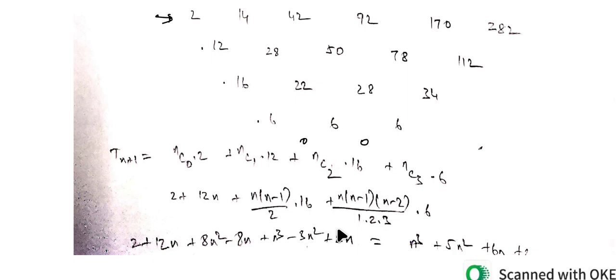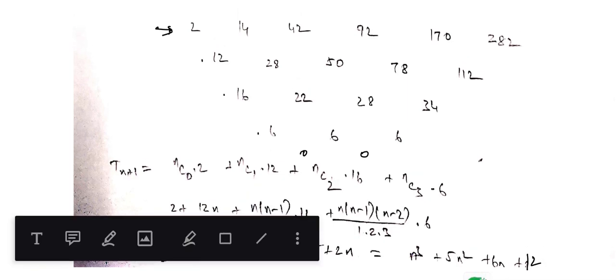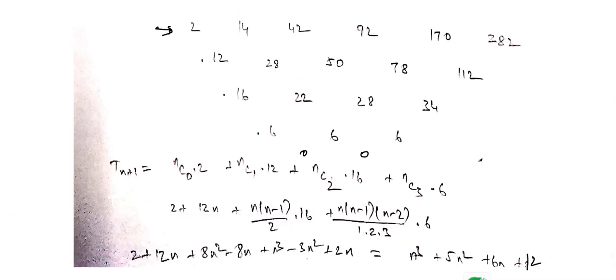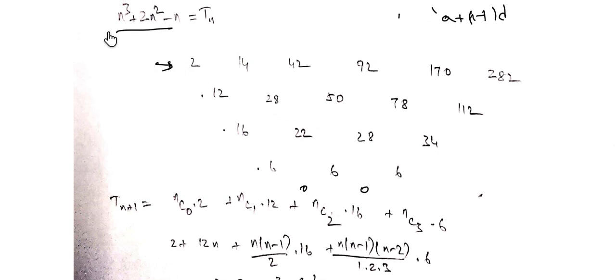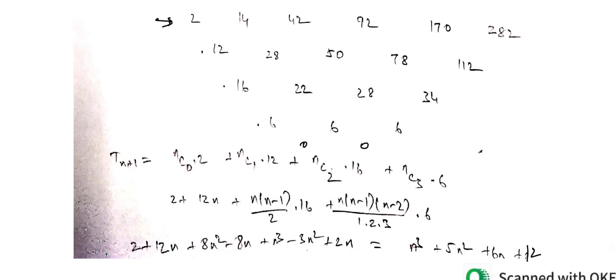If you are able to do this, then we get this expression: n cube plus 5n square plus 6n plus 12. We are getting this expression, but it is not equal to our original expression, right? Obviously it will not be equal, because our original expression is for Tn and what we have derived is for Tn plus 1. So if in this expression we replace n with n plus 1, we will get the Tn plus 1 expression, or vice versa. In the expression of Tn plus 1, if we replace n with n minus 1, we should get the Tn expression. Let's do that also.